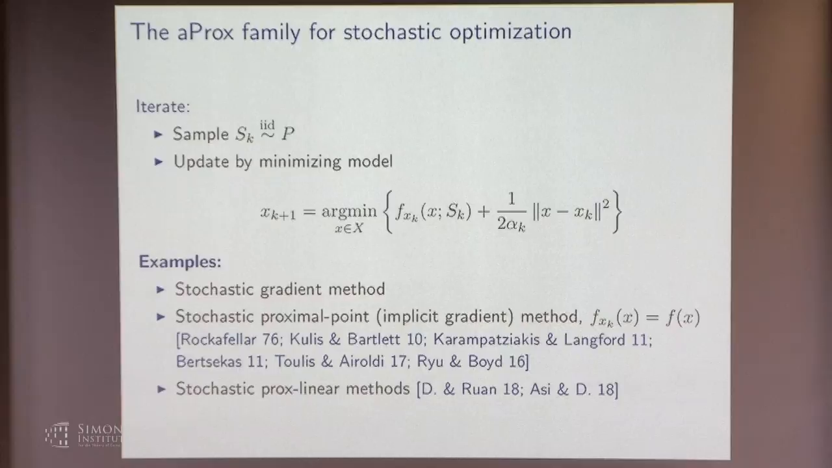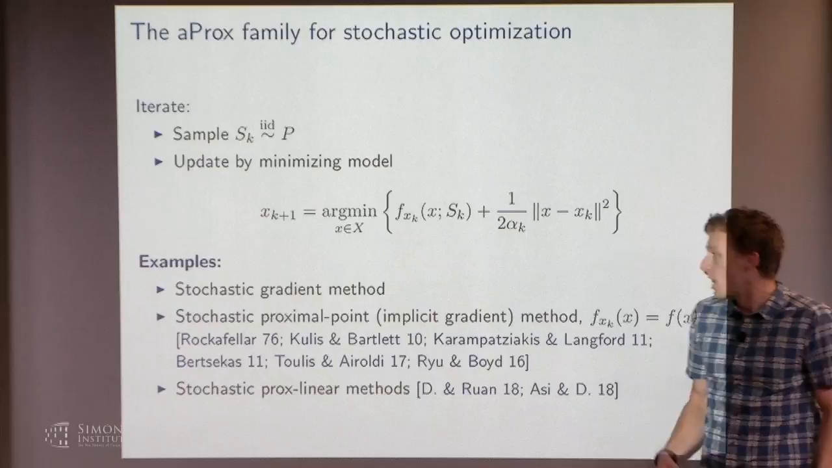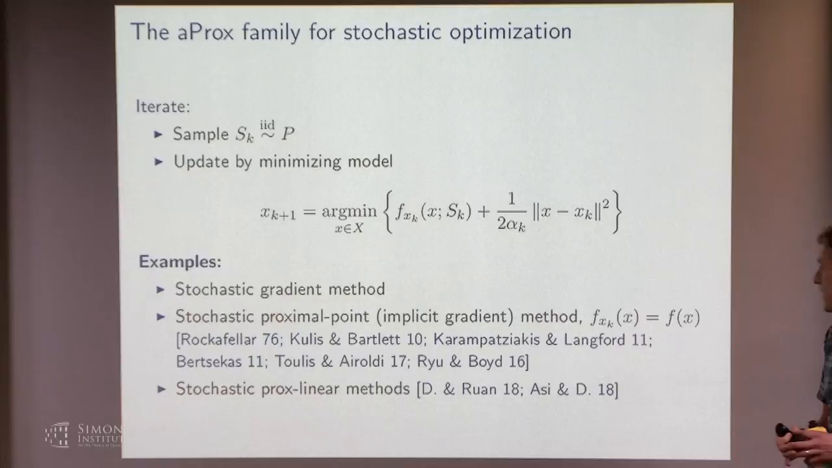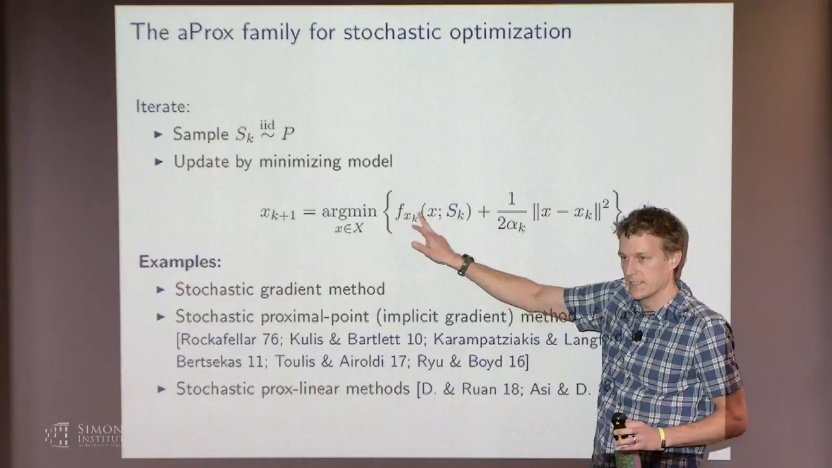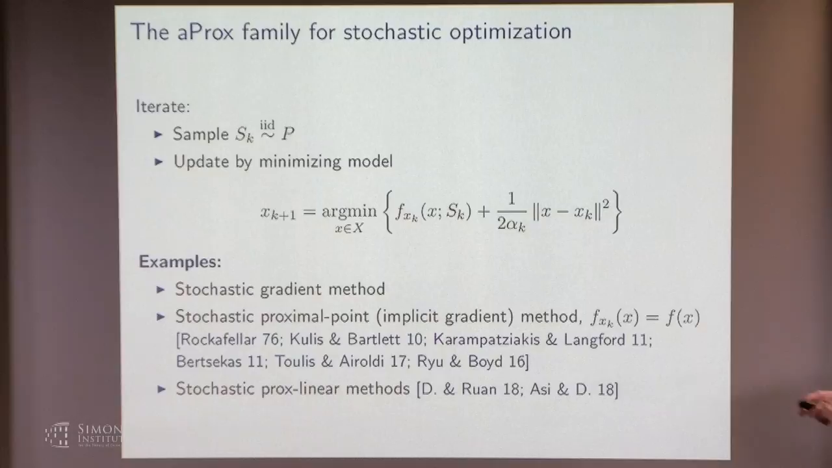And of course, tons of examples fall into this. The stochastic gradient method uses linear approximations here. What are known as stochastic proximal point methods, sometimes called implicit gradient methods, fall in this. And in this case, for your random realization of your function, you don't actually approximate the instantaneous function at all. You just use f of x, comma s. And this probably goes back to Rockafellar in some sense, but Peter Bartlett and Brian Kulis had some work on this in 2010. I forget Karampatziakis's first name. And John Langford, Bertsekas, Toulis and Airoldi. A lot of folks have done some work on these proximal point ones.